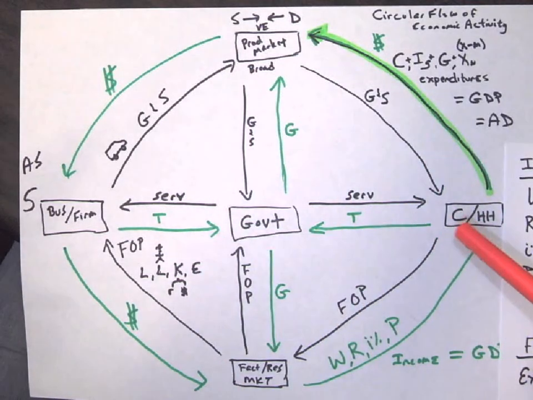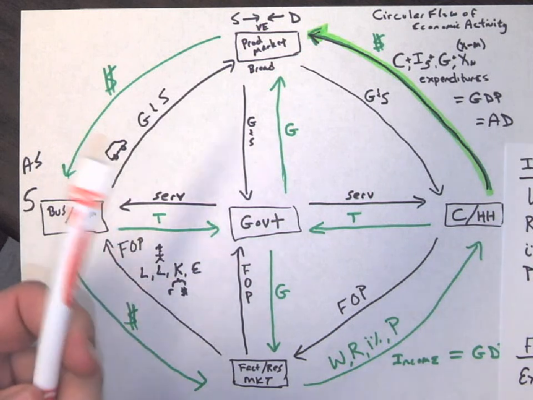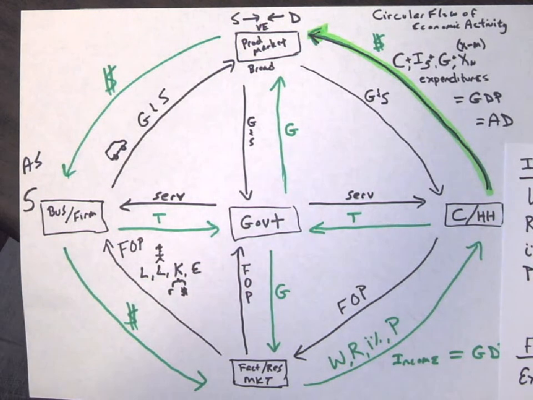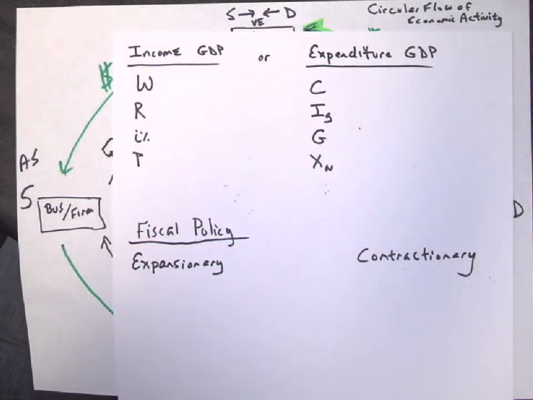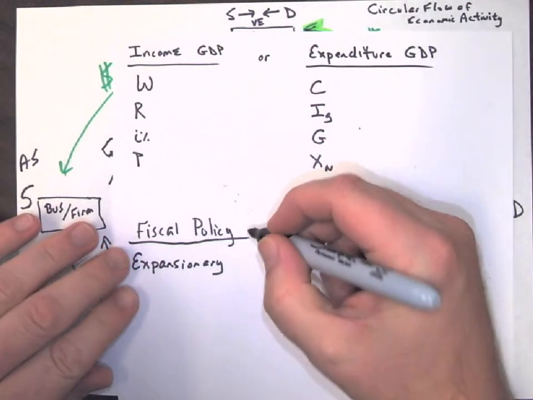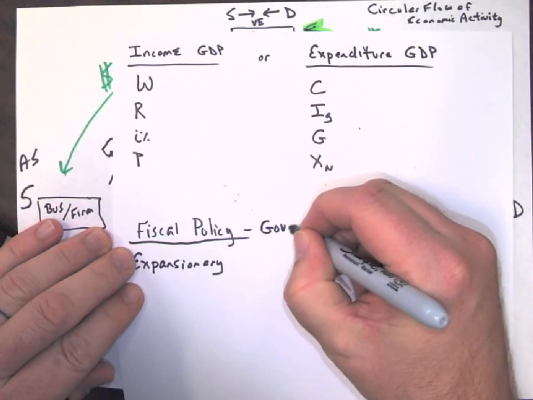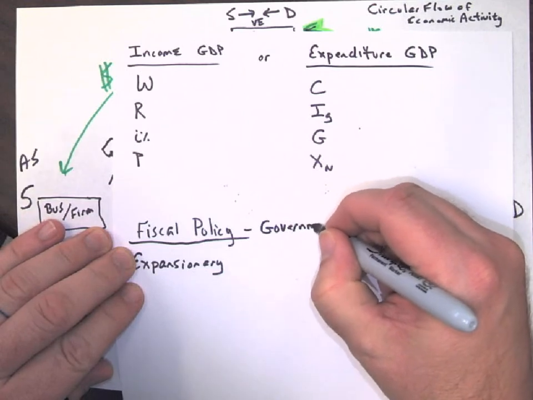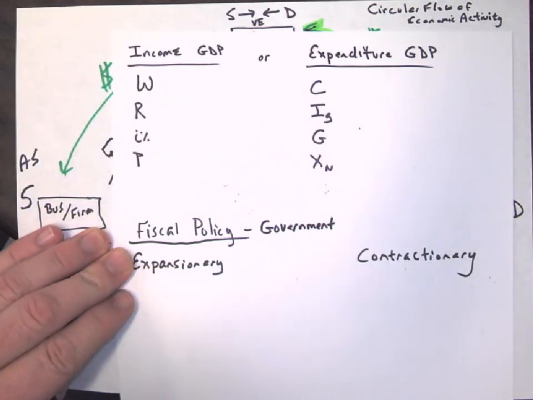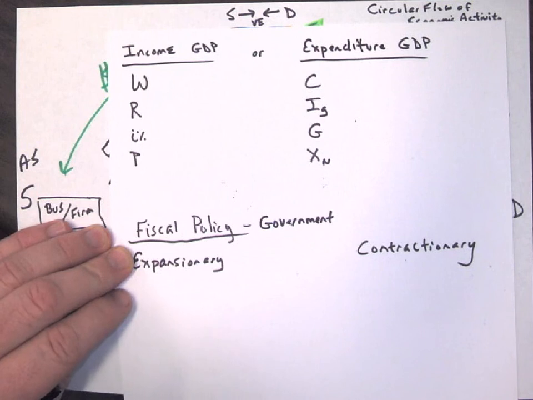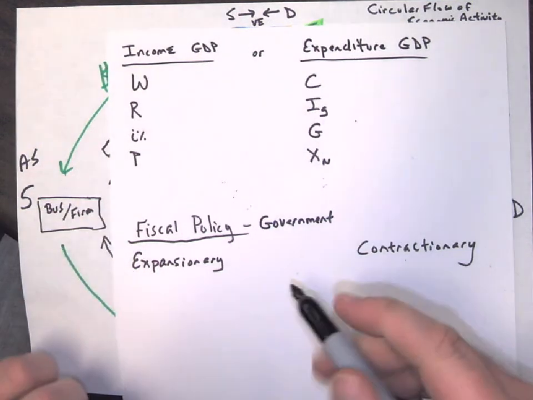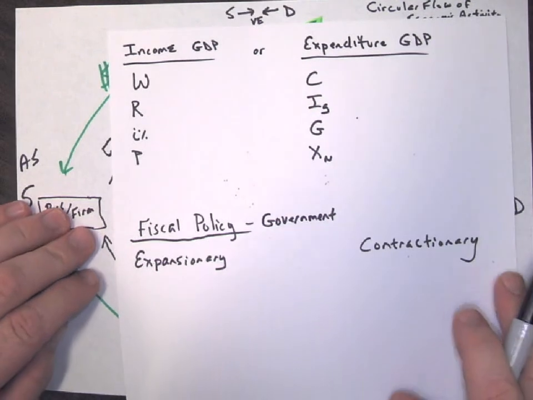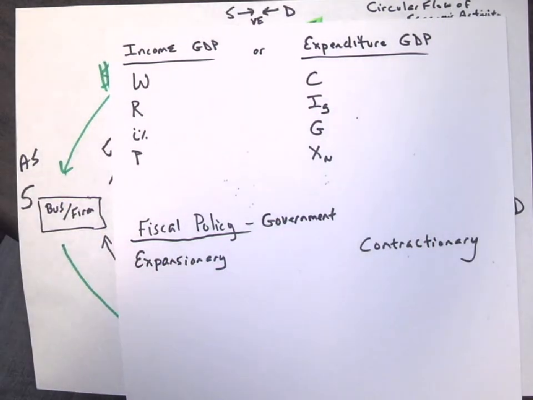Okay, so today we're going to be going over the circular flow model and expansionary and contractionary fiscal policy. But the first thing you've got to look at is what fiscal policy is. Fiscal policy is when the government takes action in order to stimulate or slow down the economy.